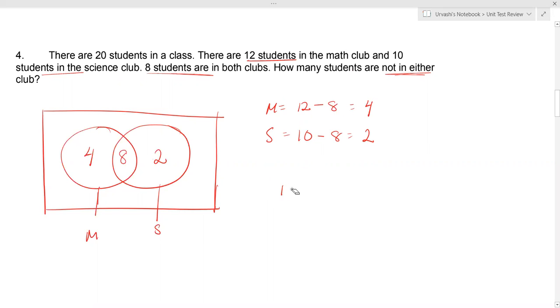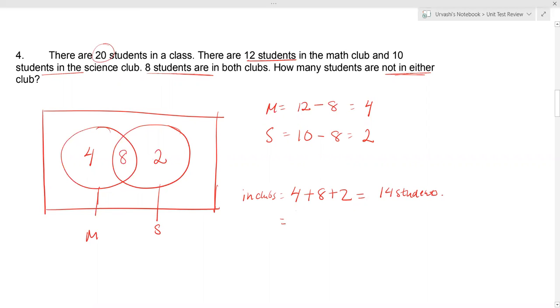4 plus 8 plus 2. So 4 plus 8 plus 2, that gets me my students in clubs, right? What does that give me? 4 plus 8 plus 2? 14. In clubs, we have 14 students. So they have 5 left because there's 5 more than 20.